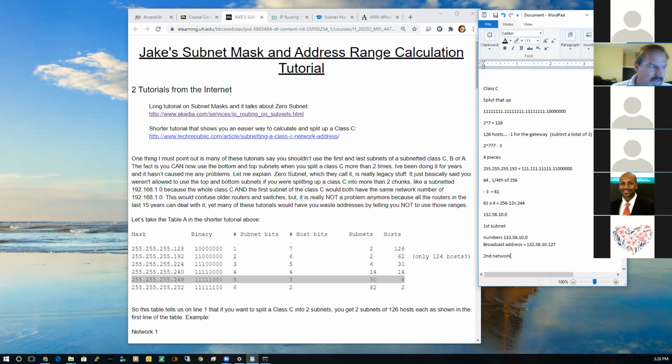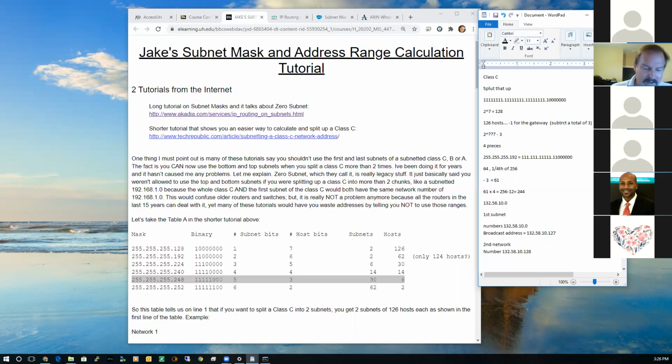and then the second network, its network number is 132.58.10.128. That's its beginning, and its broadcast address equals that last number.